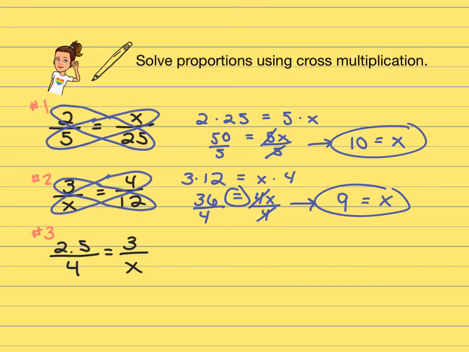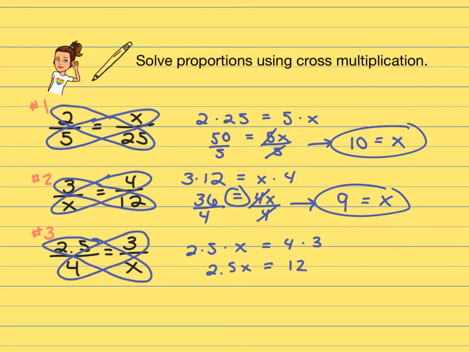Let's try the last problem. Cross multiplication. 2.5 times x, and we write it down. And that is equal to these cross products, 4 times 3. 2.5 times x, we can simplify and write 2.5x equals 4 times 3 is 12. Now we're going to divide by 2.5 and divide by 2.5.